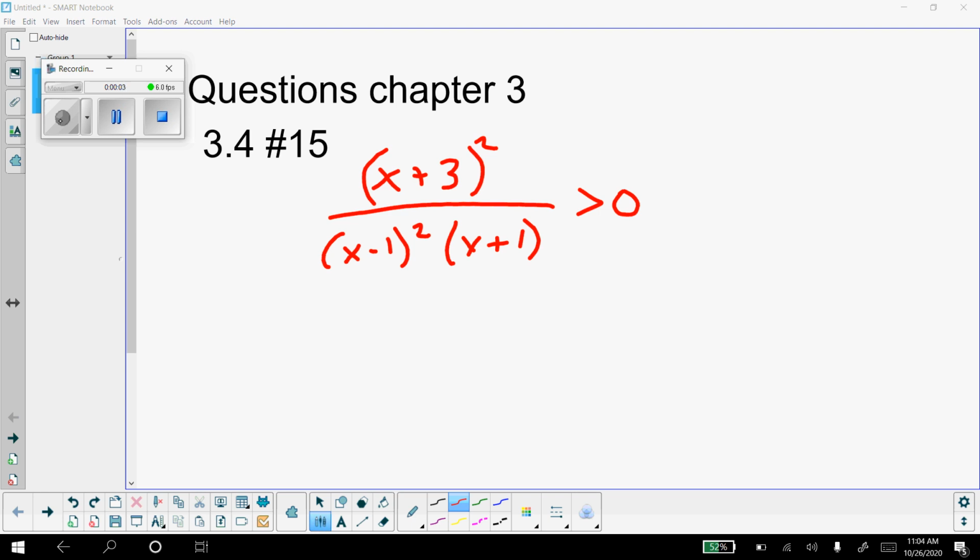Alright, so we need to find our critical values, which come from the zeros in the numerator and the denominator. So what are the zeros from the numerator?